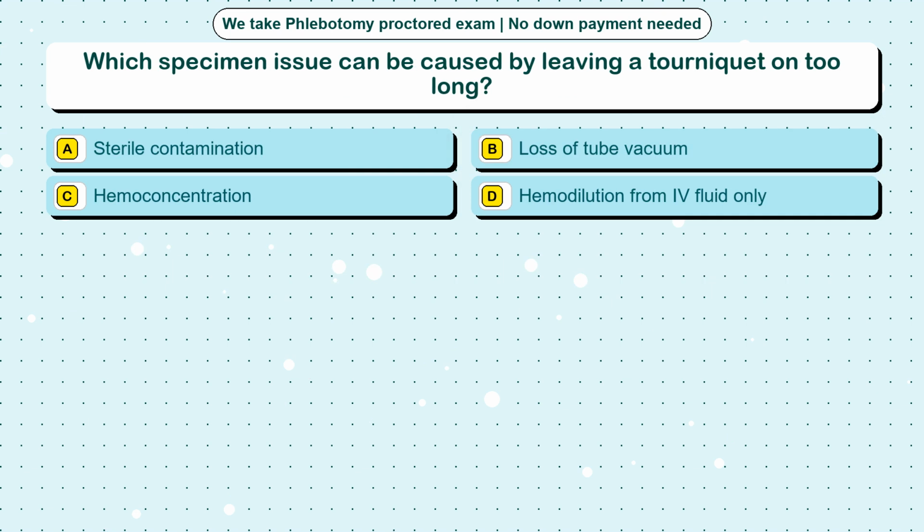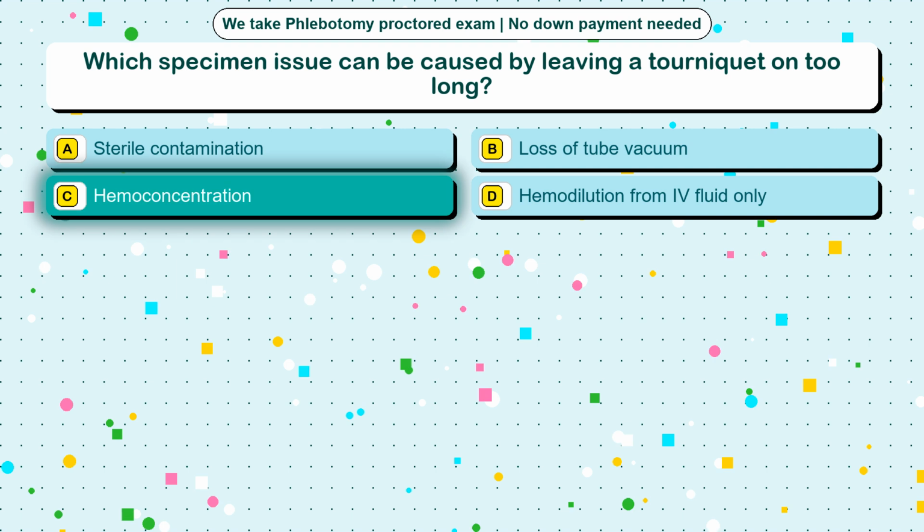Question 41. Which specimen issue can be caused by leaving a tourniquet on too long? Option A, sterile contamination. Option B, loss of tube vacuum. Option C, hemoconcentration. Option D, hemodilution from fluid only.